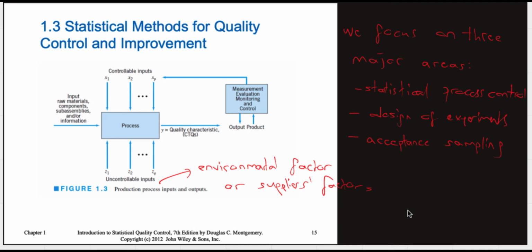In the previous section, we defined quality improvement as the reduction of variability in the processes and the products. How can we achieve this? How can we improve the quality? We need to have some methodology for this.